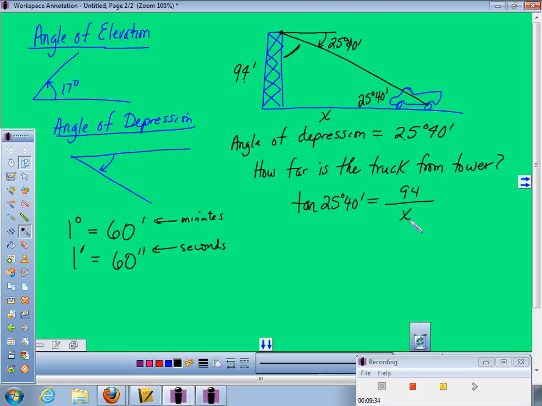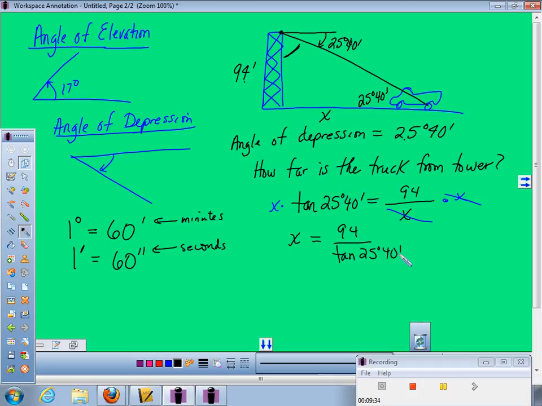I can't solve for x when it's on the bottom of the fraction. So what do I do? Multiply by what? Yeah. I multiply x over to the other side, because I can't have that. Now, I want to get x by itself. So how do I get rid of this tangent so x is over here by itself? Divide the tangent over, so you'll end up with 94 divided by tangent of 25 degrees, 40 minutes. You'll notice what actually happened is the x and the tangent just switched places. They just flip-flop positions. So if your x is on the bottom, you can just interchange them. That's what's going to happen every time.